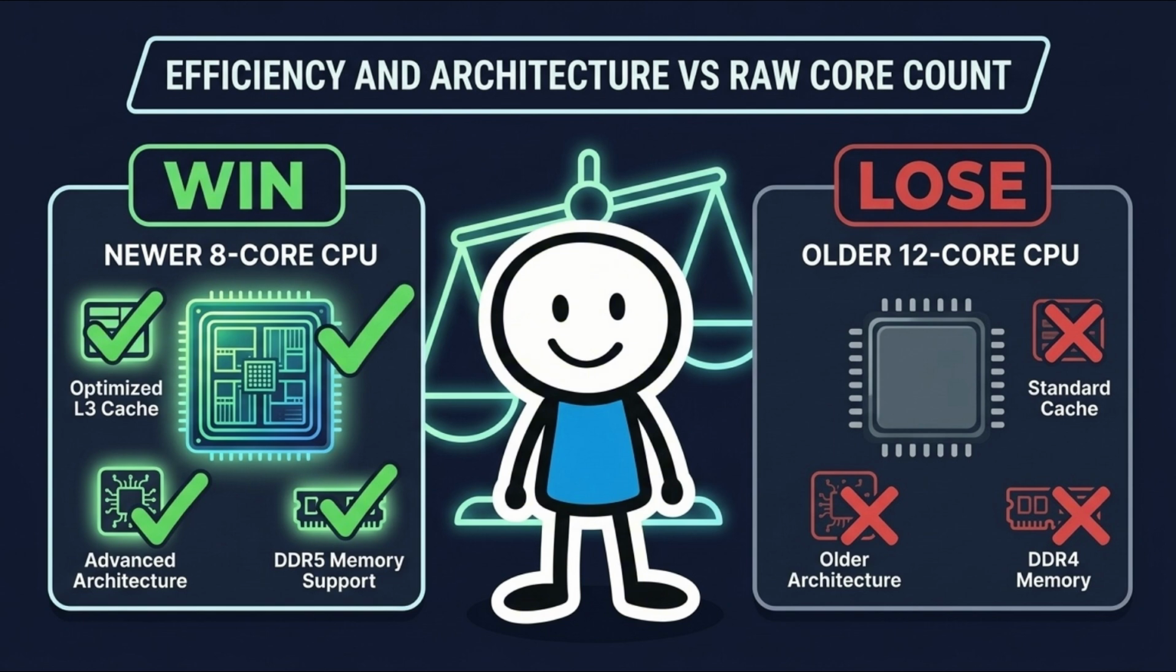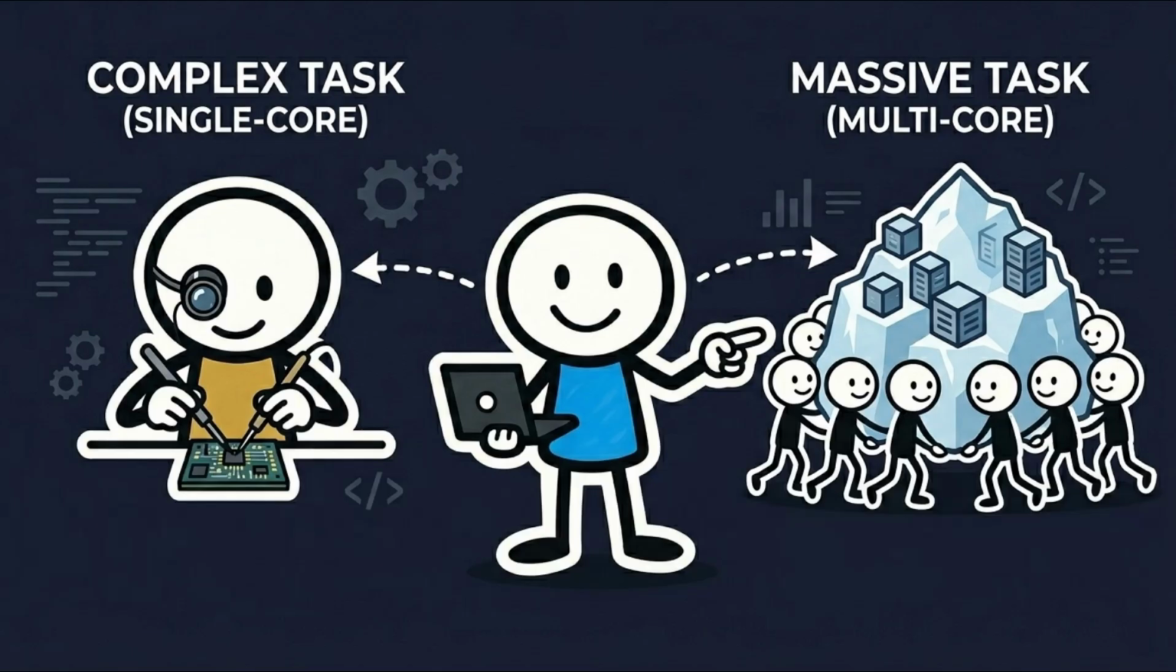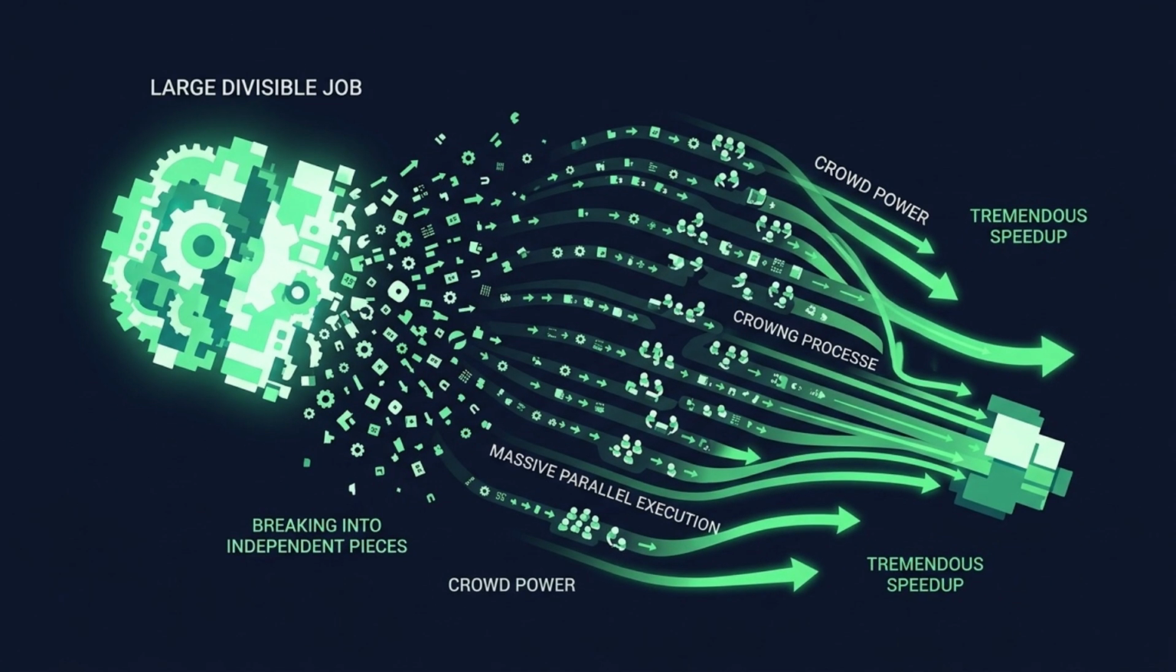A well-designed 8-core CPU may perform better than an older 12-core CPU because it has better architecture, faster cores, larger cache, or better memory support. So do not think of core count like horsepower. Think of it like the number of people available for a job. If the job needs one expert, a crowd will not help much. But if the job can be divided into many independent pieces, the crowd becomes powerful.